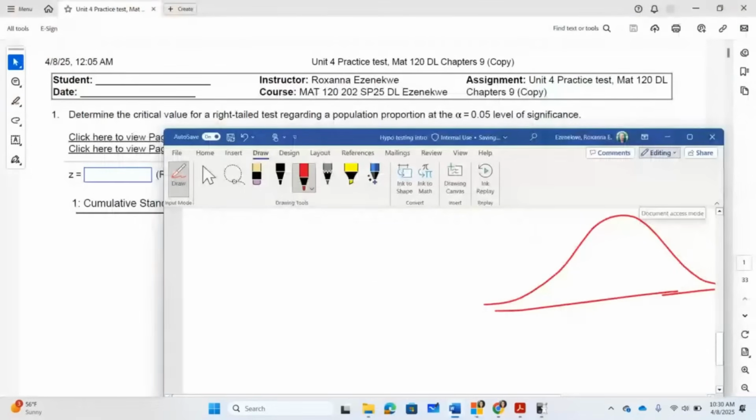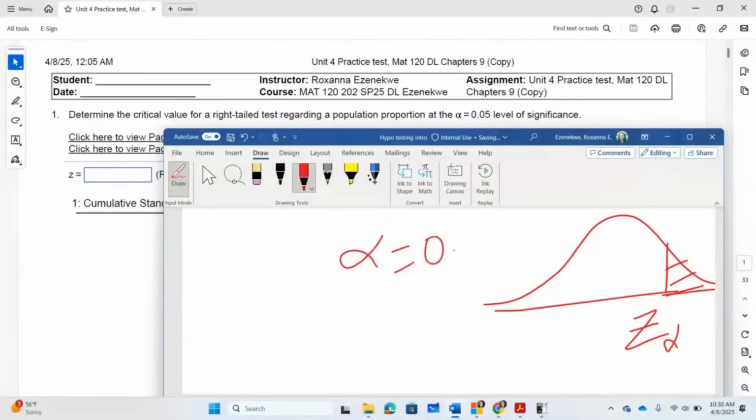Okay, right tail test. I am told to find the critical value. So it is only a right tail test. So I have to do Z alpha. I'm doing Z alpha because I'm told that it's Z. And I will not divide alpha by 2 because it says right tail test. And I'm told that alpha is 5%, 0.05. So all I have to do is inverse norm.